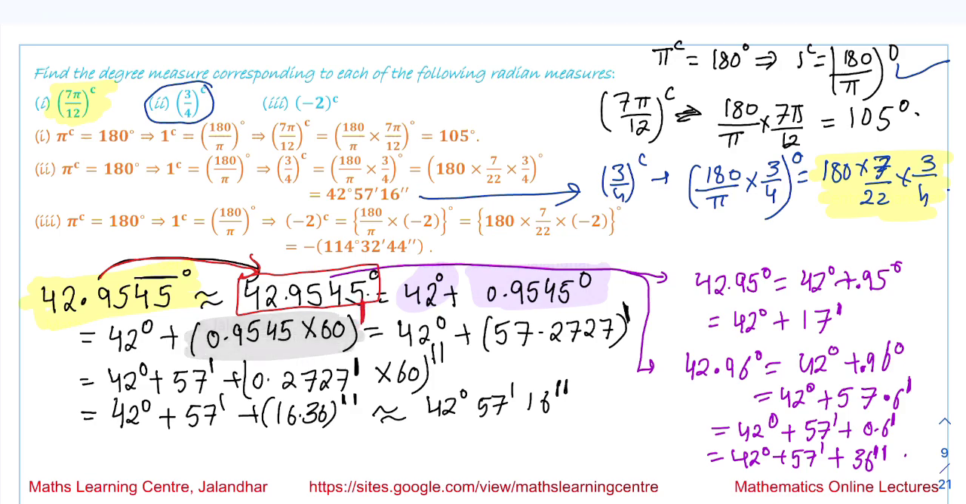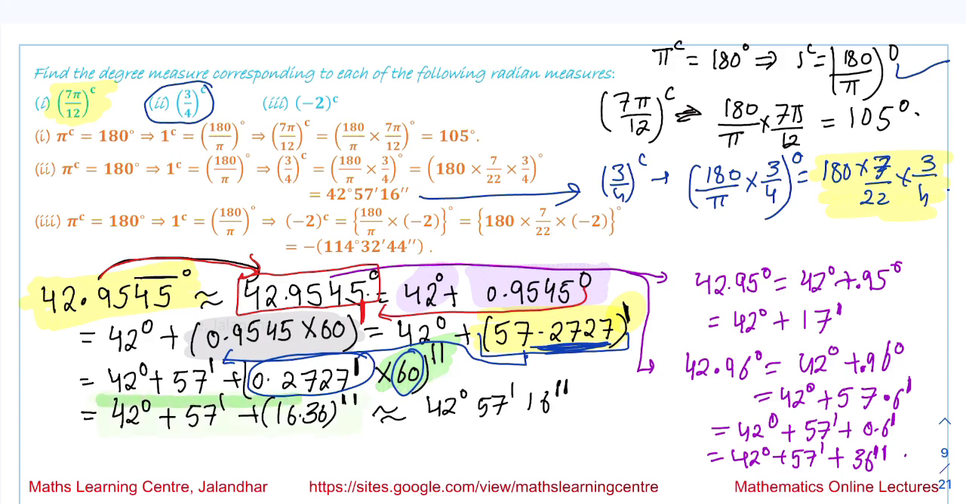This degree value we have converted into minutes. On multiplying, we obtain the answer 57.2727 minutes. Now look at this value, 57.27 minutes. We can write it in the form of 57 minutes, which we have separated, and this part 0.2727 minutes, and we have converted it into seconds by multiplying it with 60.